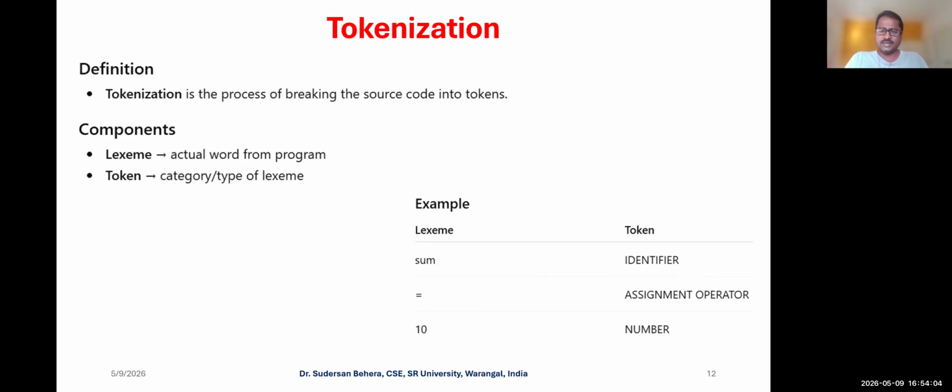Apart from that, there is nothing in C language. Any program you write comes from KISSCO. KISSCO is nothing but a set of tokens. This is the easiest way to remember. Anyhow, the major role of the lexical analyzer is tokenization. Tokenization means identifying the lexeme and finding out the corresponding token type of that lexeme.